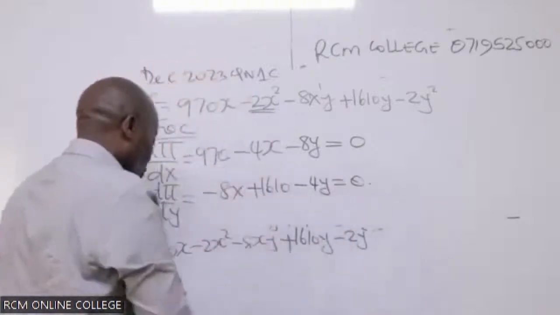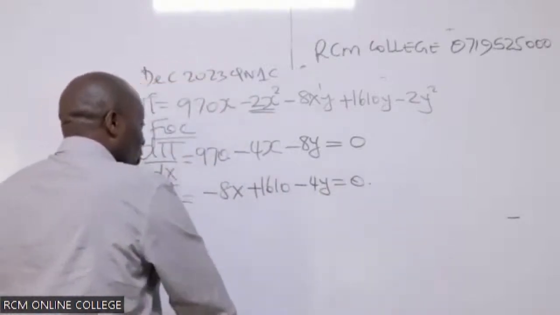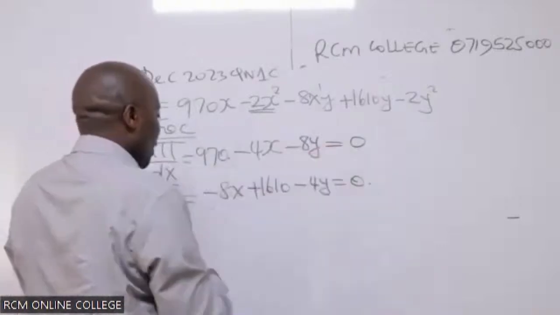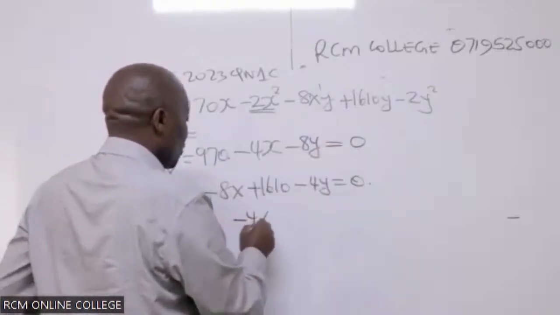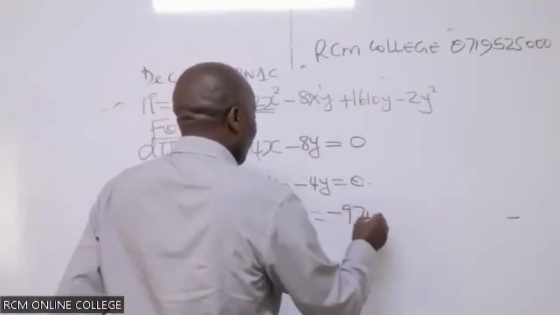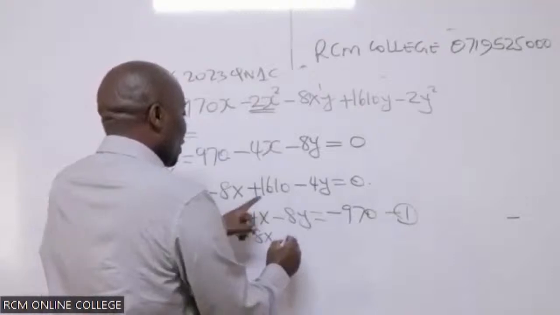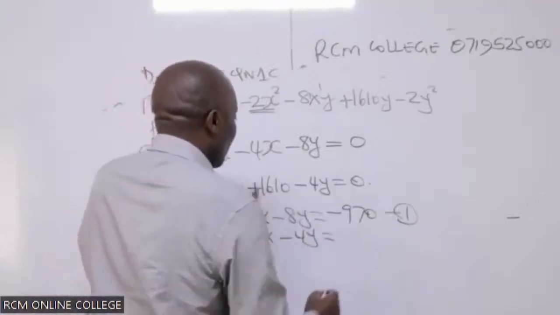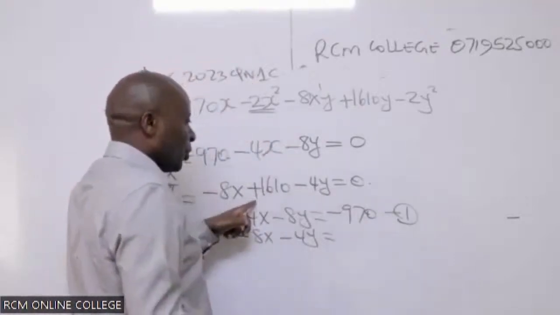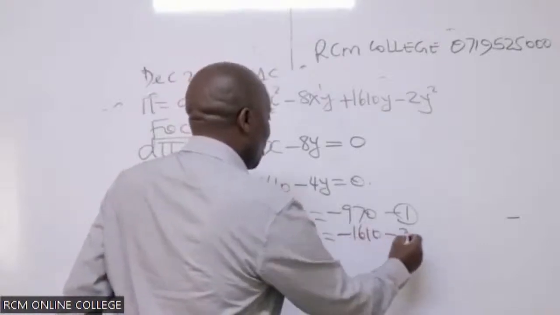I would want this to be two simultaneous equations for me to solve this. So I'll be able to take this to the other side. So it will be minus 4x minus 8y equals minus 970. Equation number 1. Equation number 2, it's minus 8x minus 4y. This crosses over the other side. Here it's positive, on the other side it becomes negative 610. Equation number 2.